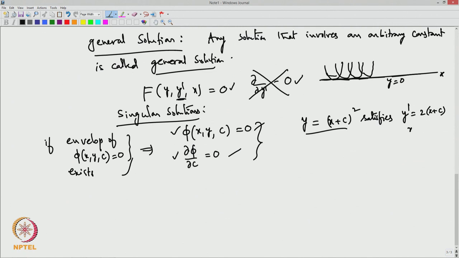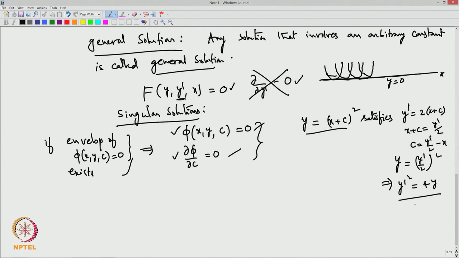So that will give me my c value: x plus c equal to y dash by 2, so c equal to y dash by 2 minus x. You substitute this into the equation y equal to (x plus c) whole square, that is y equal to (y dash by 2) whole square. So this is nothing but y dash square equal to 4y. So if y is this, it satisfies this equation.